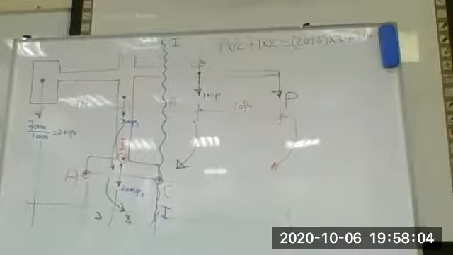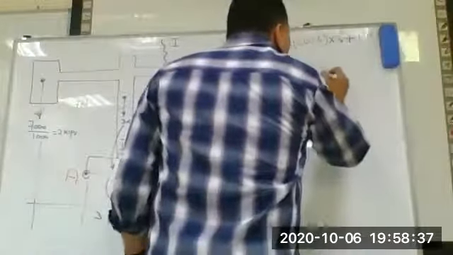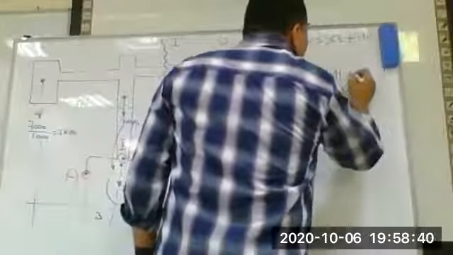Now, what is the B? Calculate the B for me. Guys, how many? B is what? How many? 11.41. 11.41 is my calculation.